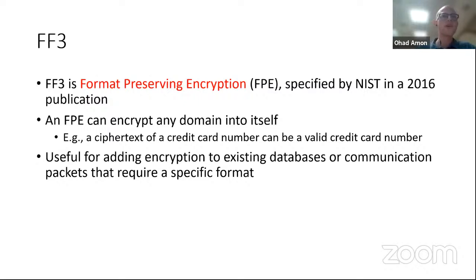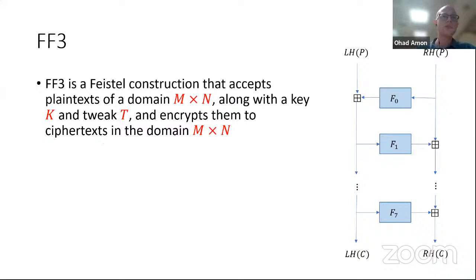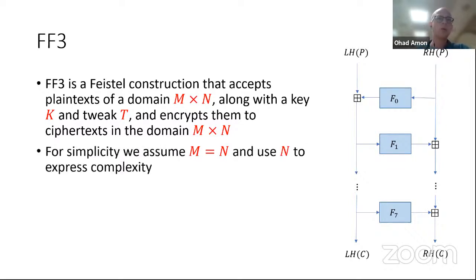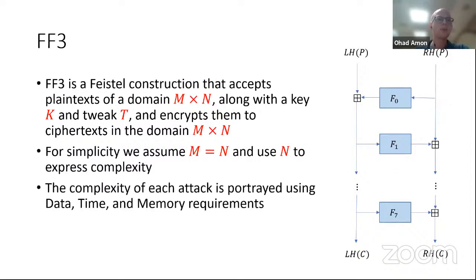So how does the cipher look? FF3 is a Feistel construction that accepts plaintext of a domain M on N, along with the key K and a tweak T, and it encrypts them to ciphertext in the same domain. The tweak acts as an IV in order to enable independent encryptions of the same value. Throughout our work, we assume for simplicity that M equals N, and therefore we use N to express complexity, which is expressed using data, time, and memory.